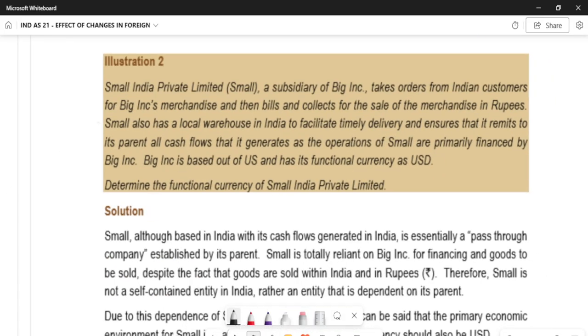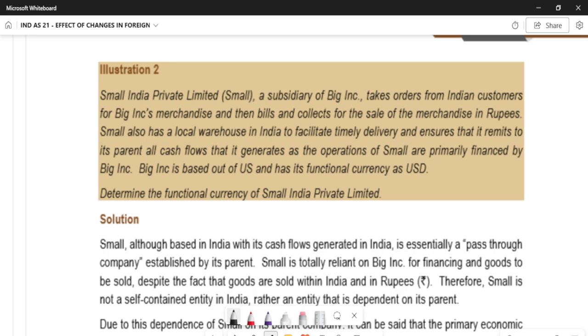Illustration 2. Small India Private Limited, a subsidiary of Big Incorporations, takes orders from Indian customers for Big Incorporations merchandise and then bills and collects for sales of the merchandise in rupees.